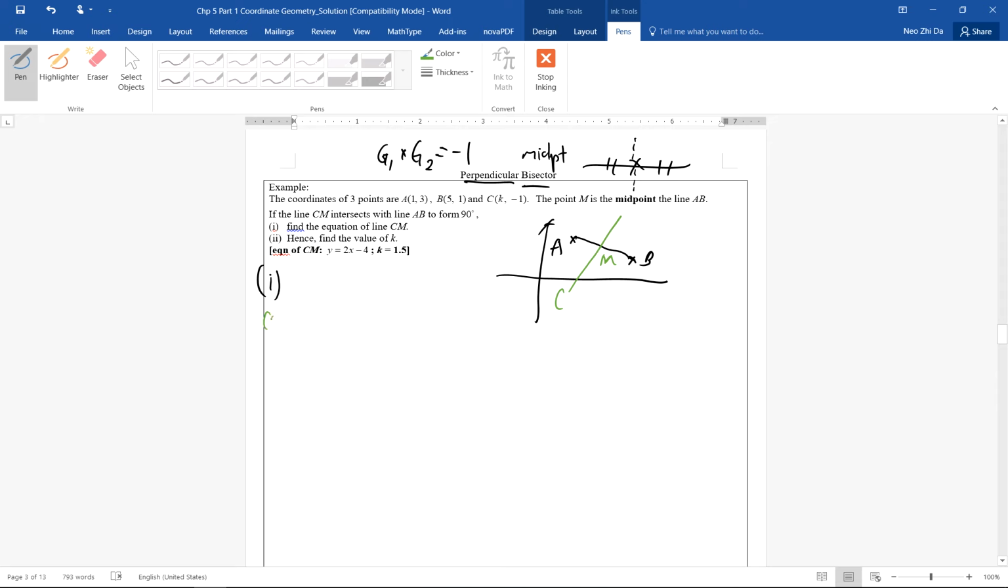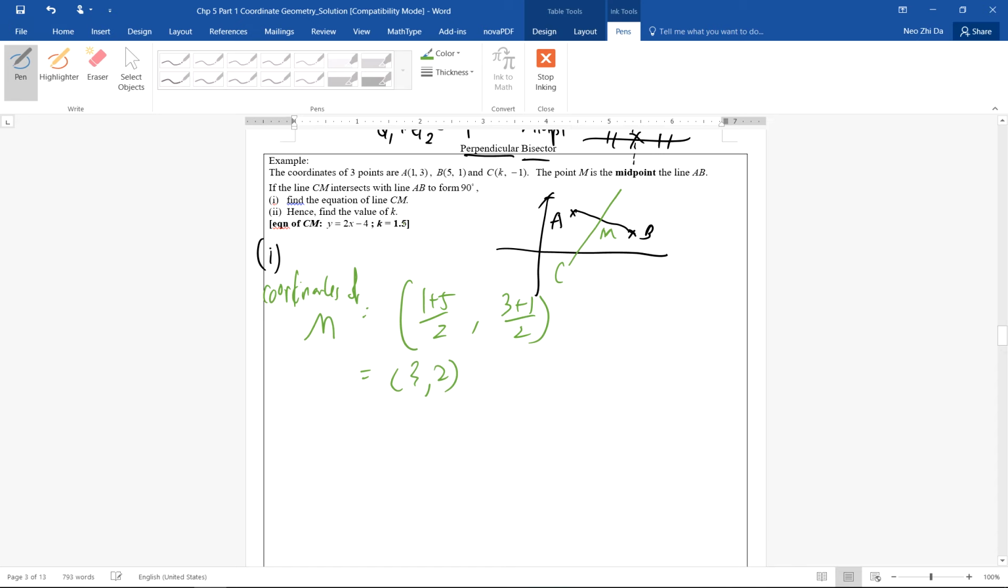Yes. Coordinates of M, just take the midpoint of A and B. So 1 plus 5 over 2, 3 plus 1 over 2. 5 plus 1 is 6, 6 divided by 2 is 3. 3 plus 1 is 4, 4 divided by 2 is 2. Okay. Now, for the equation of CM, I still need the gradient.